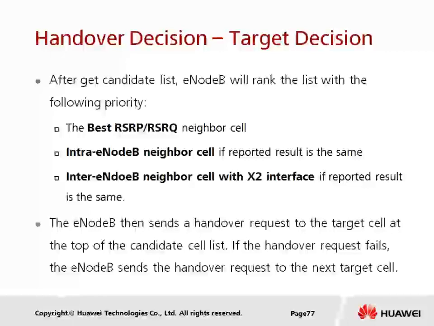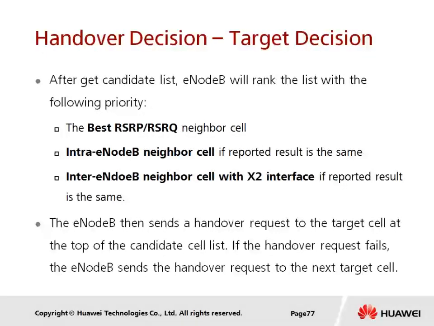After removing the candidate cells as in the previous slide, the eNodeB ranks the remaining neighbor list with the following priority. Number 1, the neighboring cell with the best RSRP or RSRQ value. Number 2, if the reports of a few cells are the same, then the neighbor cells within the same eNodeB are preferred. If not, then a neighbor cell in a different eNodeB with the X2 interface available will be preferred as well. Then the eNodeB sends the handover request to the target cell.